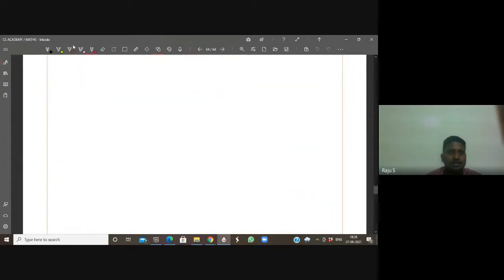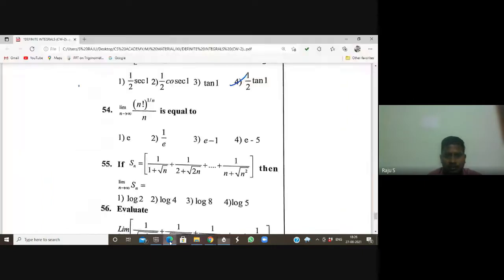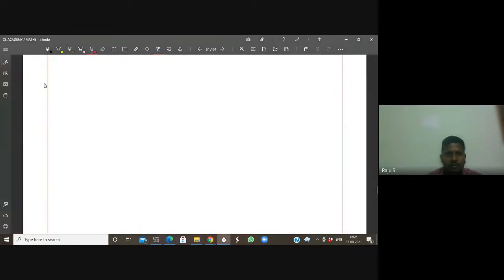What is the second one? In limit of sum, question 54: limit n tends to infinity, n factorial all to the power of 1 by n, divided by n, is equal to. See, here we require 1 by n. What is the formula here? The formula you have to remember.